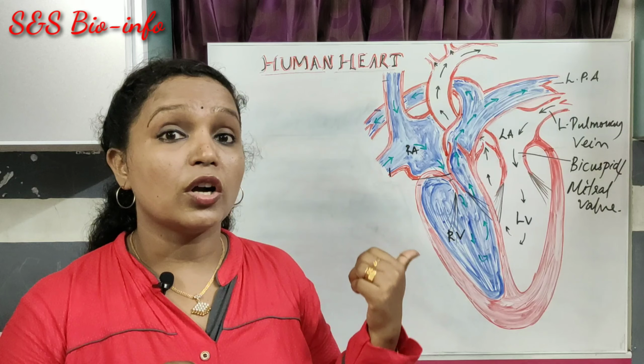Here you can see the pulmonary aorta. The pulmonary aorta divides into the left and the right pulmonary arteries. Here this is the left pulmonary artery. This is the right pulmonary artery. The right and left pulmonary arteries go to the lungs, and what happens at the lungs? Purification of the blood. Next one, systemic aorta.